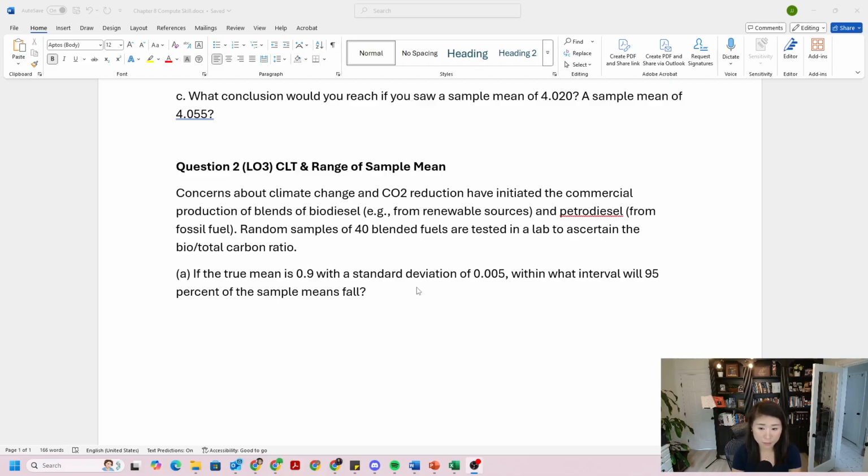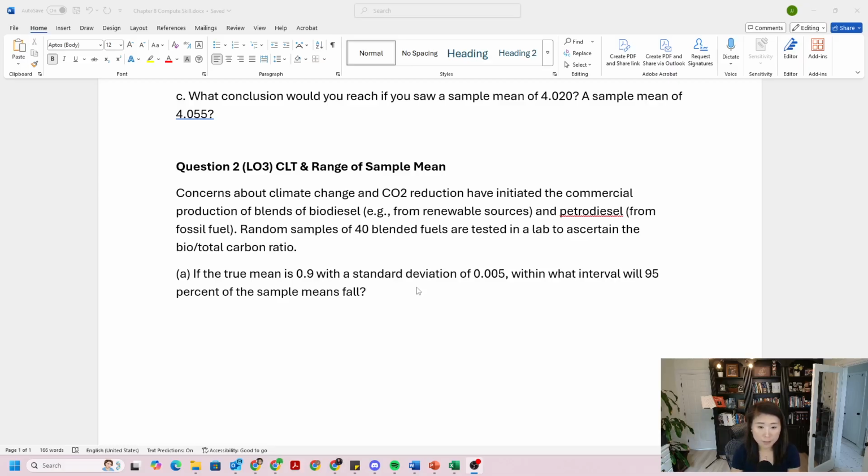Concerned about climate change and CO2 reduction, companies have initiated the commercial production of a blend of biodiesel and petrol diesel. A random sample of 40 blended fuels are tested in the lab to ascertain the bio to total carbon ratio. If the true mean is 0.9 with a standard deviation of 0.005, within what interval will 95% of the sample means fall?